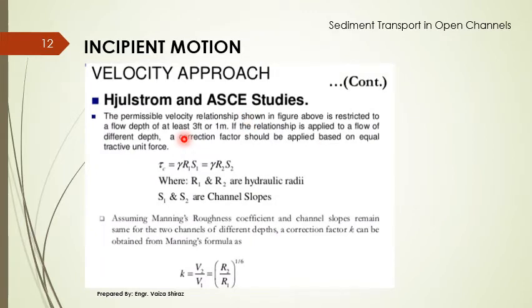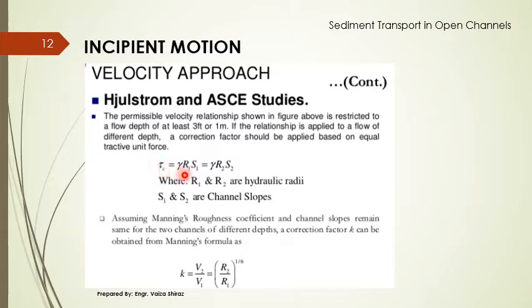Carrying on with these Hjulstrom and ASCE studies, the permissible velocity relationship which is shown in the figure is restricted to a flow depth of at least 3 feet or 1 meter. If the relation is applied to a flow of a different depth, a correction factor should be applied based upon the equal tractive unit force. So this is the equation.